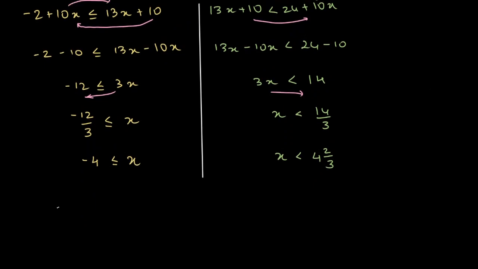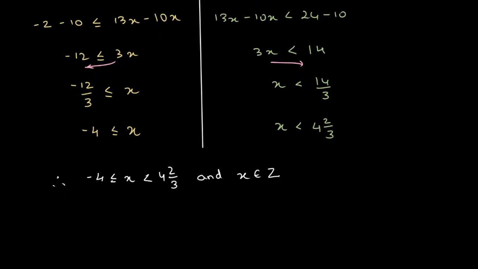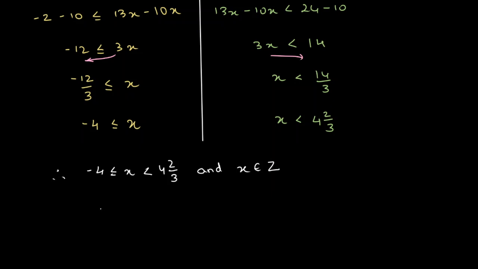Now if I had to write them down, I can say therefore minus 4 is less than or equal to x, which is less than 4, 2 upon 3, and x belongs to integers. So since they are integers, we can write a proper solution set for it. So I can say solution, right?